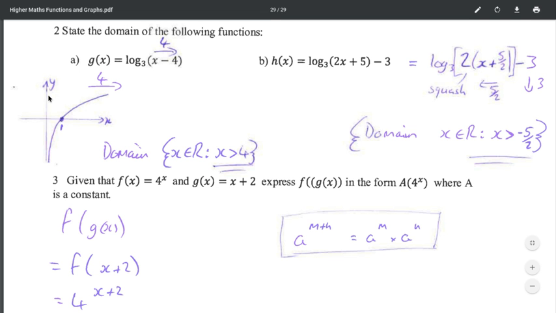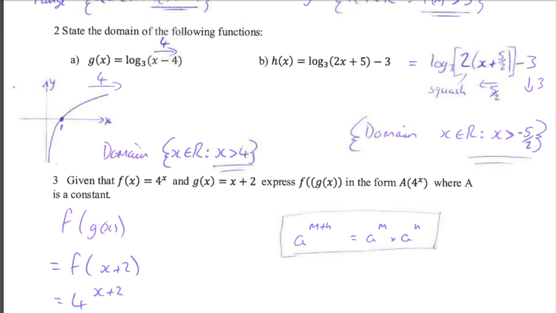And then minus 3 would just move the y-coordinates everywhere on the curve down. But it does not change what the x-coordinates can be. It's literally just shifting the graph down by 3. The x-coordinates would not move. So the domain: x is an element of R, but x must be greater than negative 5 over 2. Again, that is because we are shifting 5 over 2 to the left.